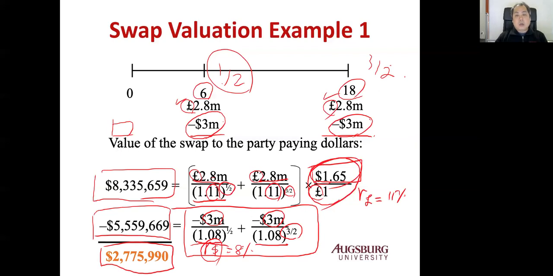$2,775,990. So it's simple. This kind of plain vanilla swap, you basically just get the present value of each inflow and outflow, discounted by the currency's interest rate, and then add them up. That's it.